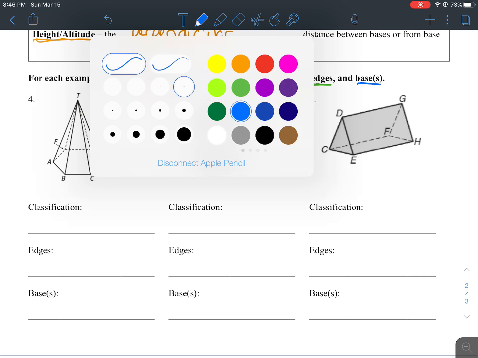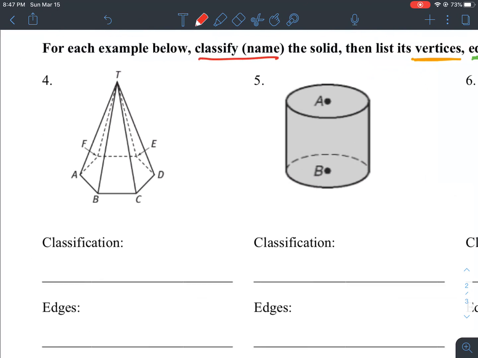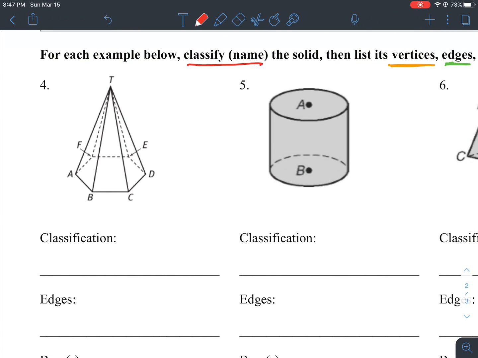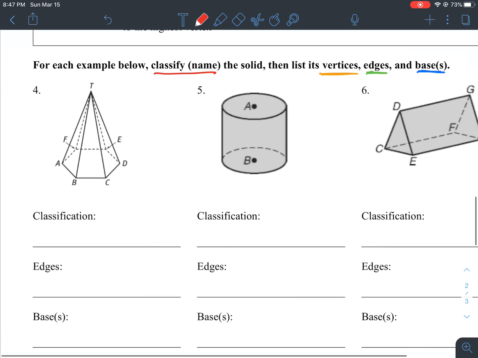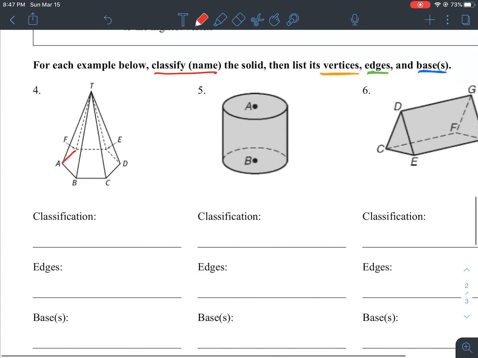So, in this case here, classification, we can see that it's a pyramid. It comes to a single point up on top. There's one base. And when we look at the shape of the base, we can see that it has 6 sides.